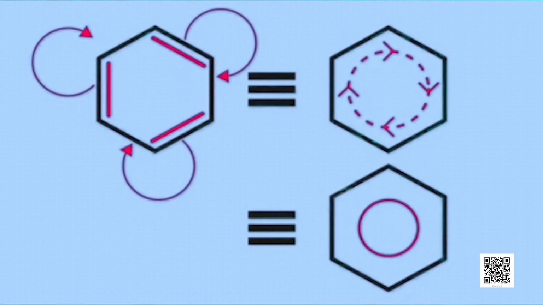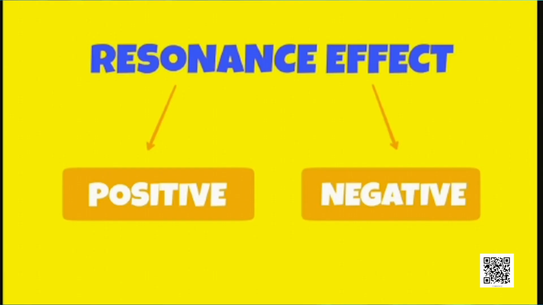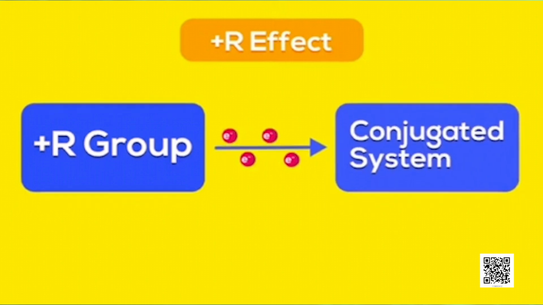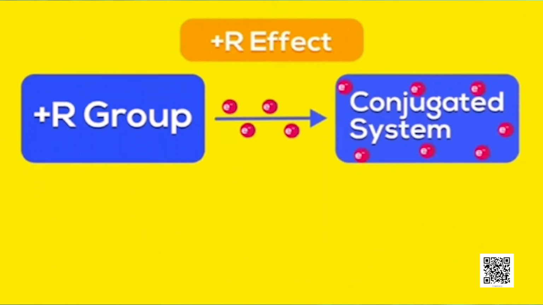Now let us move on to the types of resonance effects. There are mainly two types of resonance effects, positive and negative. The positive resonance effect occurs when a group donates electrons to the conjugated system by the process of delocalization. The groups are usually denoted by +R or +M. In this process, the molecular density increases.